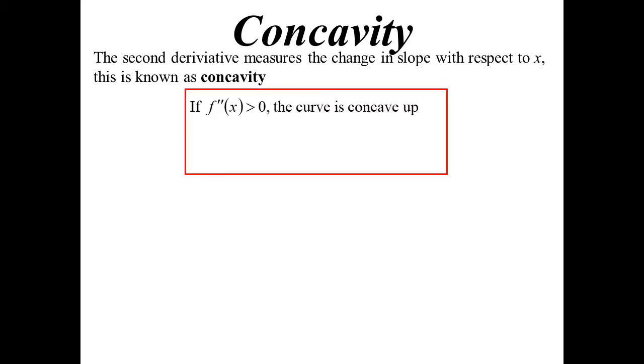Now, if the second derivative is greater than 0, the curve will end up being concave up. Because what we're saying is the slope is getting greater and greater because it's positive rate of change. So let's have a look at a curve that's concave up. Our standard parabola, y equals x squared, is concave up.